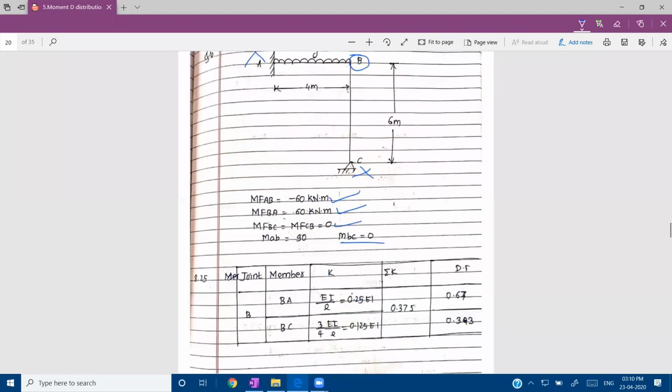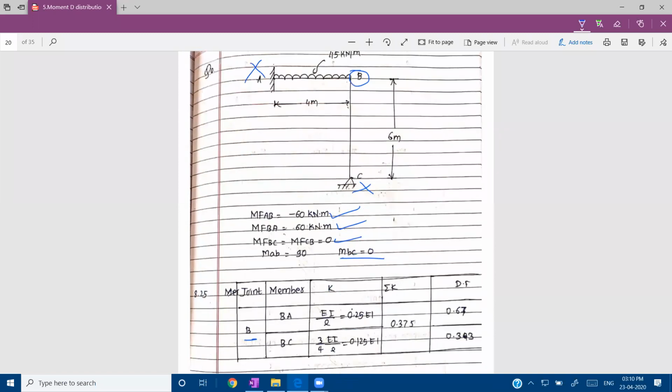So we have to calculate distribution factor at joint B. Here we write down how many members are meeting. First one is member BA, second one is member BC. Support A is the far support for BA, and support C is the far support for BC. In case of BA, support A is fixed type, that means the far support is of fixed type, so K value is going to be EI by L. If you put L equal to 4 meter, you get K value for BA as 0.25 EI.